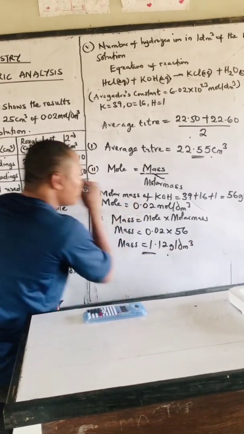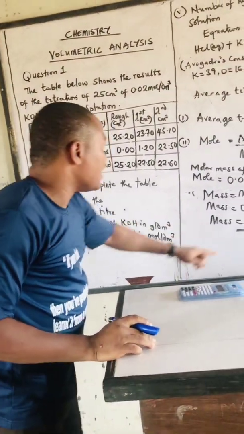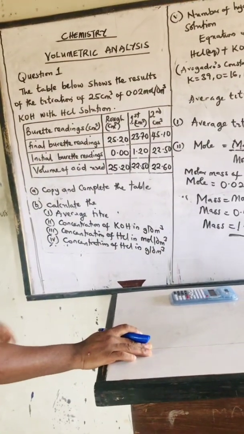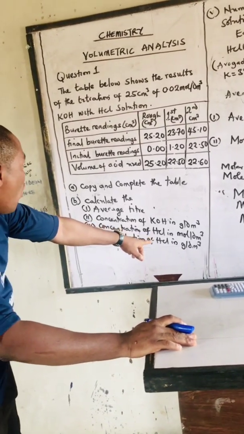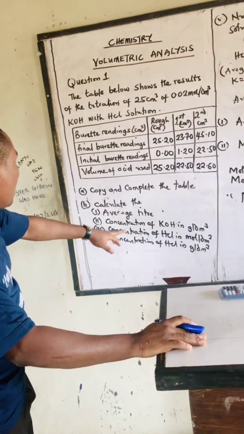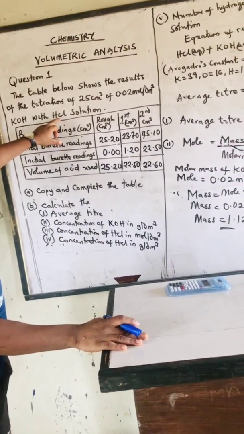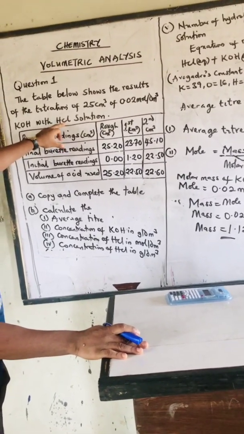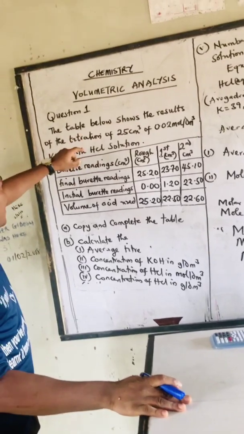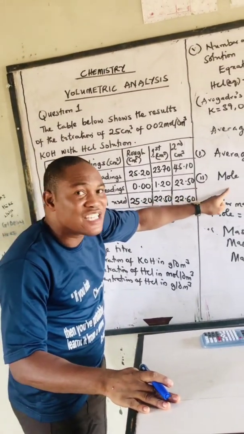Very easy. So this is our concentration of KOH in gram per dm cube. We move to the next question: concentration of HCl in mole per dm cube. If you look at the information about our HCl here, we are not given the mass. Don't forget, we are not given the mass here. We are not given the mole here, which means this formula is not possible.